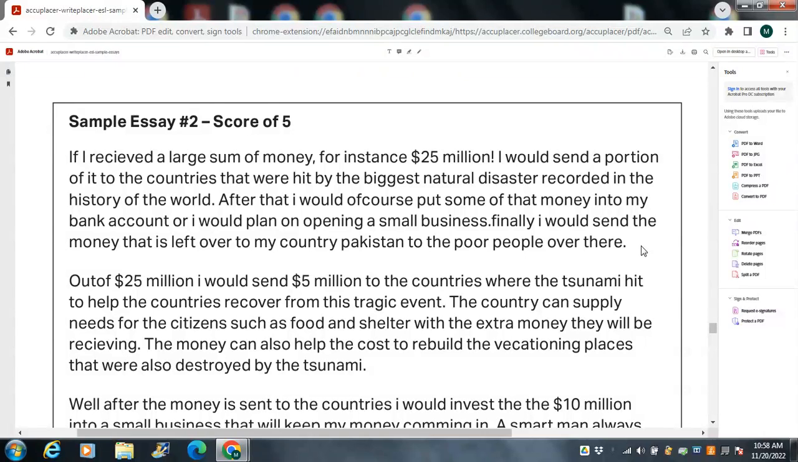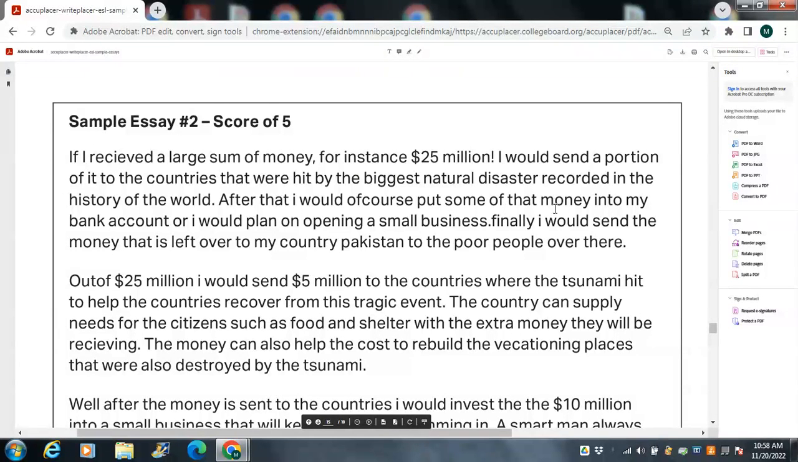Okay, so first thing that is great, positive. Number one, they mentioned the topic. Number two, they're telling us what they would do with the money that they received. In one instance, they say that they are going to give it to countries hit by big natural disasters. So, I suspect that that would be one paragraph.